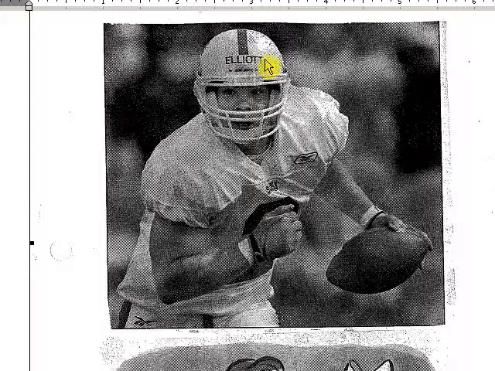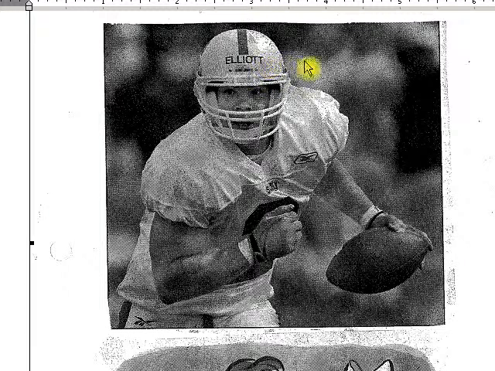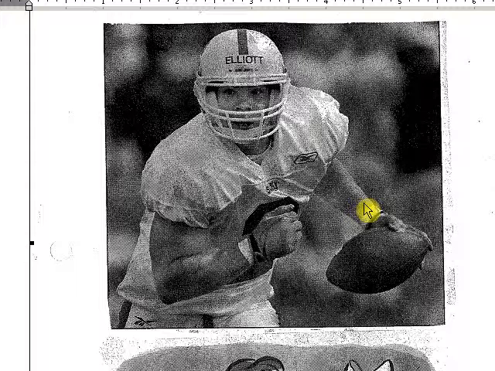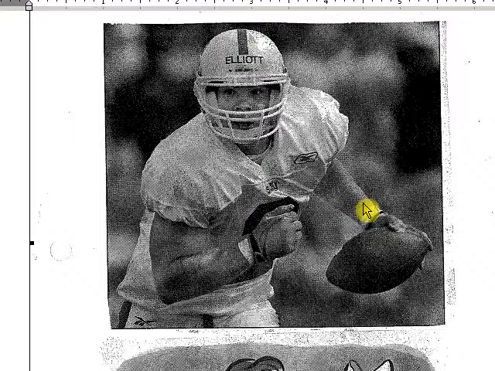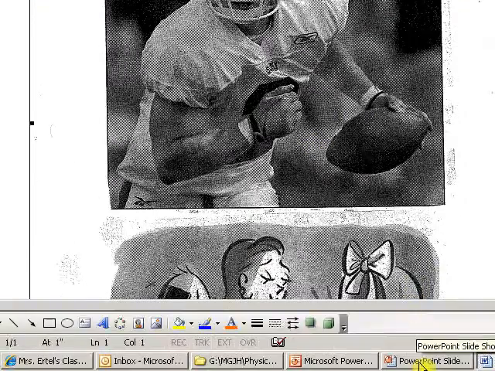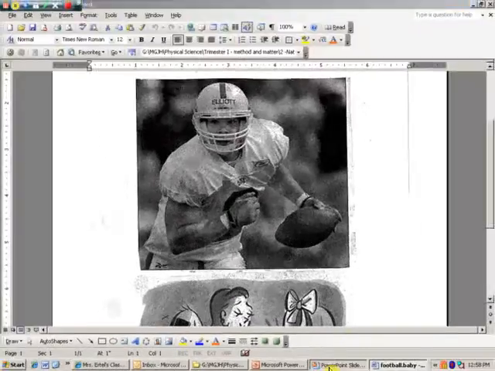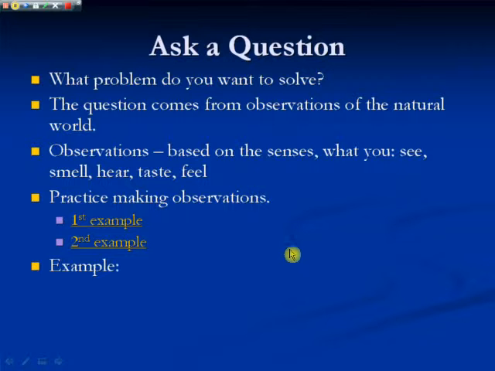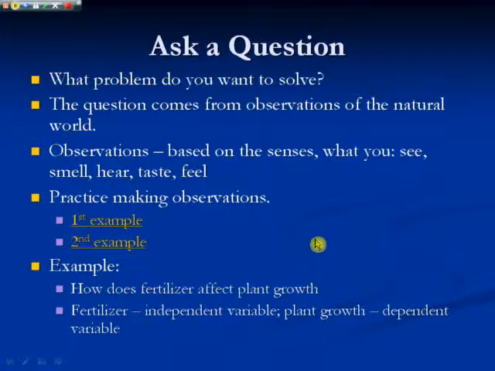It's using my observations and carrying it to the next step. I'm also going to assume that he is running with the football because of the position of his arms and where his eyes are looking. So I can make various observations, and then I can make inferences from those observations. Now, if I go back to the example now for what a question would be, a question would be, how does fertilizer affect plant growth? In this case, fertilizer would be the independent variable. Plant growth would be the dependent variable. And we'll talk more about variables here in a little bit.